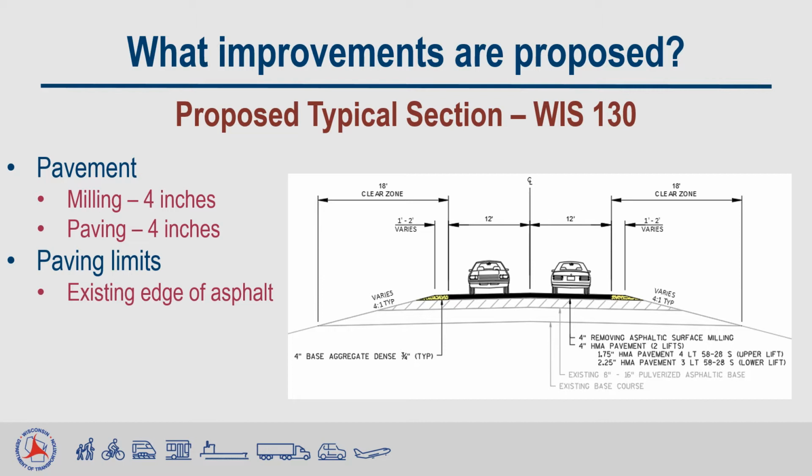The typical cross-section for the project is shown in the picture on the right. As previously mentioned, the pavement will be milled to a depth of 4 inches and paved back with a depth of 4 inches. The proposed pavement will not be paved wider than the existing pavement. New gravel shoulders will be placed as part of the project.